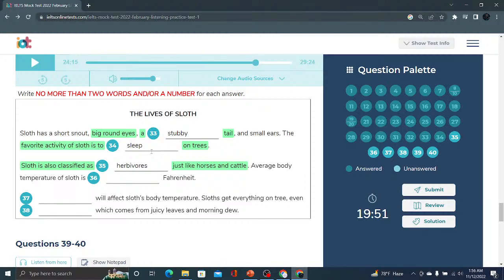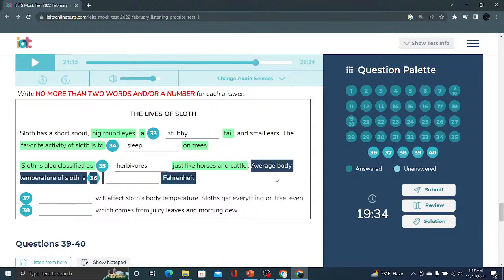Okay, let's move on to question number 36. Average body temperature of sloths. Sloth average body temperature is, maybe they will talk about a number, I think.